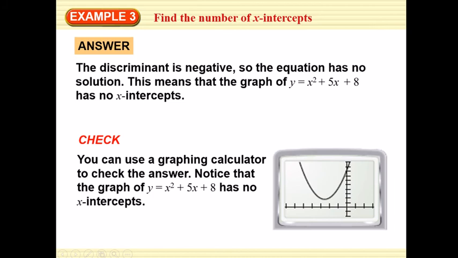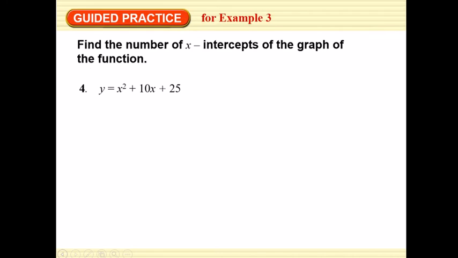Alright, so, of course, you can always check this using a calculator or Desmos.com. Highly recommend. If you type this into your top left button, the y equals, you would see that this beautiful parabola they end up graphing does not cross the x-axis anywhere, so that means there are no x-intercepts. Alright, here's another guided practice for you. Pause the video, see if your solutions match.